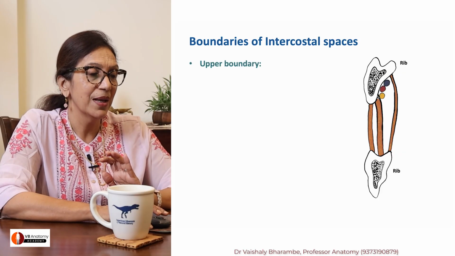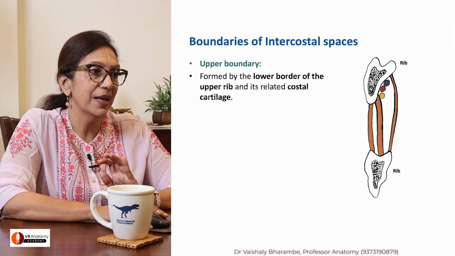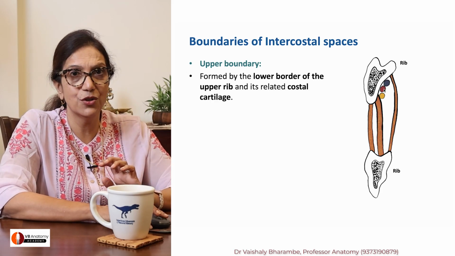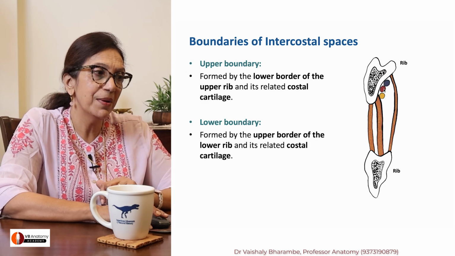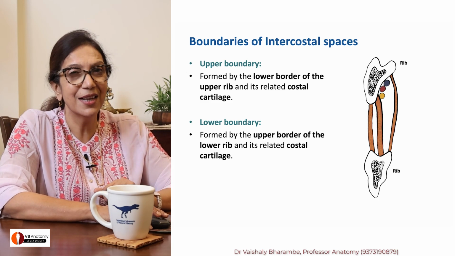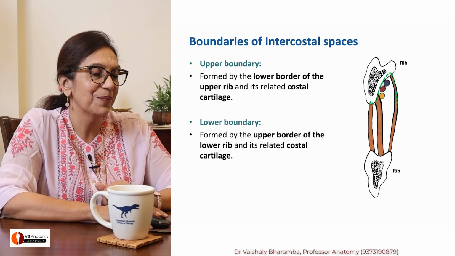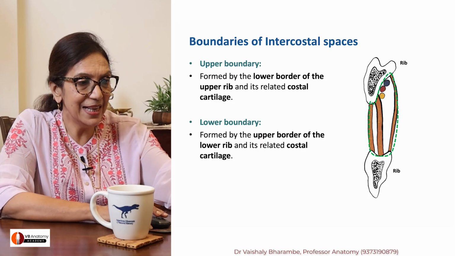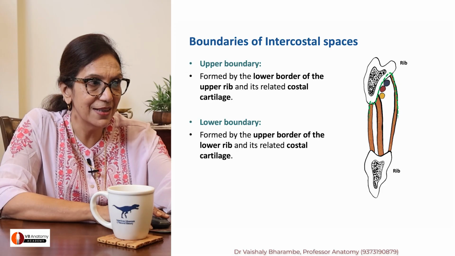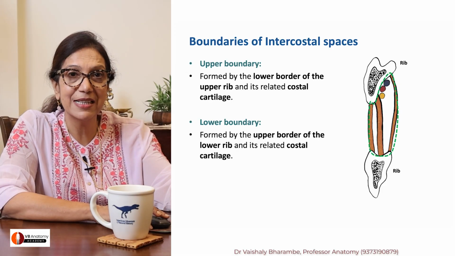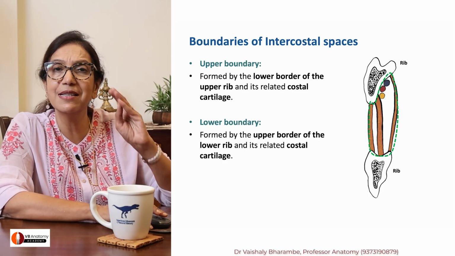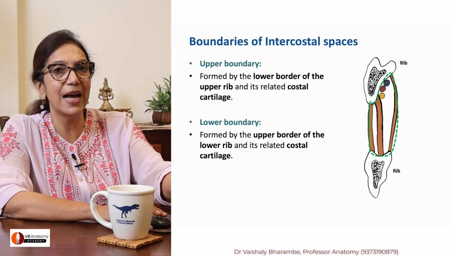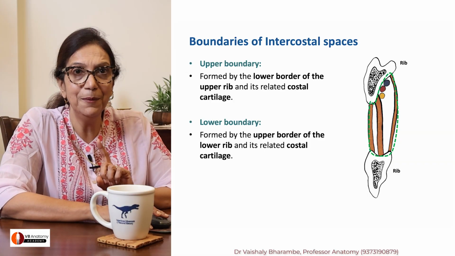So, upper boundary is formed by the lower border of the upper rib and related costal cartilage. Lower boundary is formed by upper border of lower rib and related costal cartilage. Confusing? Come, take a look. This green image that you are seeing here, this green space is the intercostal space. It contains muscles, it contains blood vessels, it contains nerves. Everything in that is intercostal space. Clear?